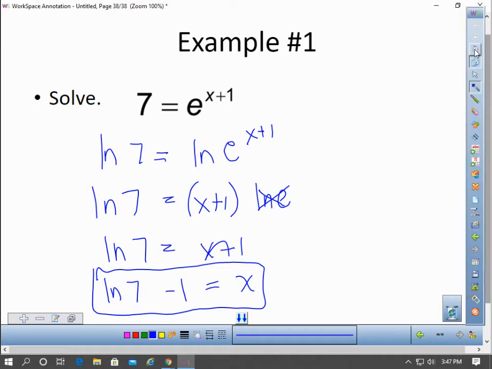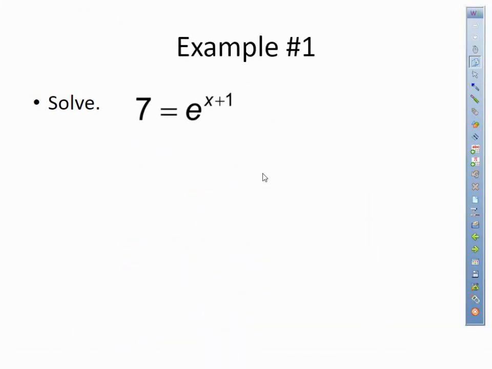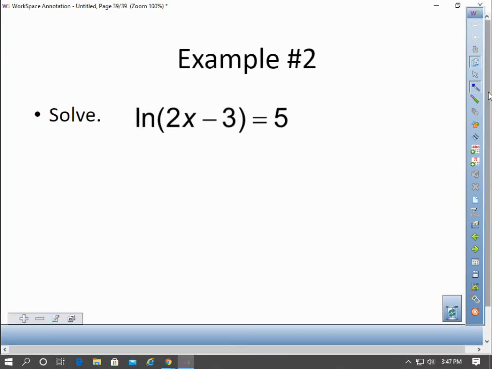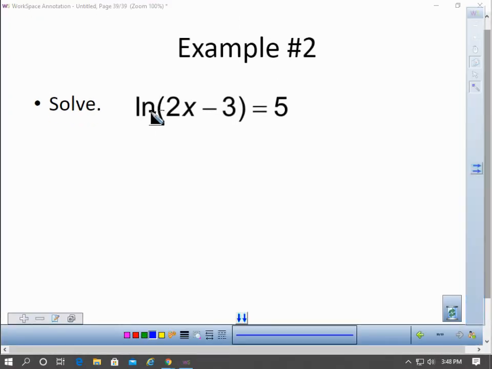So that's the answer for x. Whenever you're trying to solve for a variable in the exponent, you've got to take the log. In this one, it's just the reverse. Now that I've got the natural log and I'm trying to solve for x inside the natural log, I now need to use e.